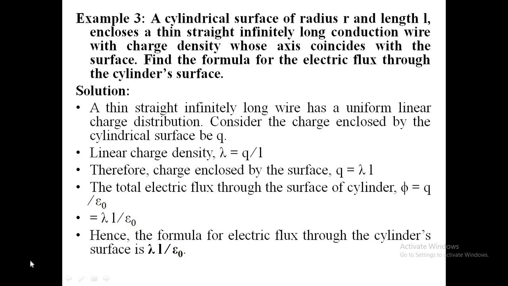The total electric flux through the surface of the cylinder phi is equal to Q by epsilon naught. Substituting the value of the charge Q as lambda L, we get phi is equal to lambda L by epsilon naught. Therefore, the formula for electric flux through the cylinder surface is given as lambda L by epsilon naught.